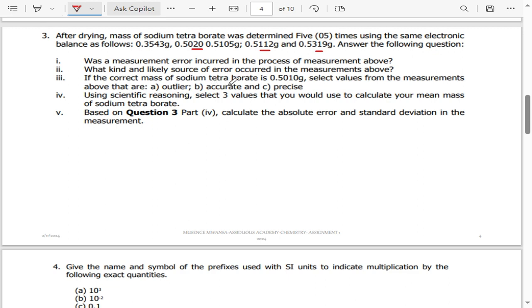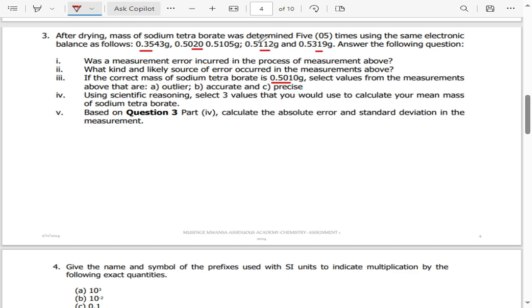If the correct mass of sodium tetrahydroborate was 0.510, select values from the measurement above that are an outlier, accurate, precise. Now to look at an outlier, look at the true value. The true value is 0.501. So an outlier is anything that is very much away from 0.5. And you can see 0.3 is so much away from 0.5. So that one is an outlier. And then now a number that is going to be accurate. Accurate is a number that is very close to 0.501.